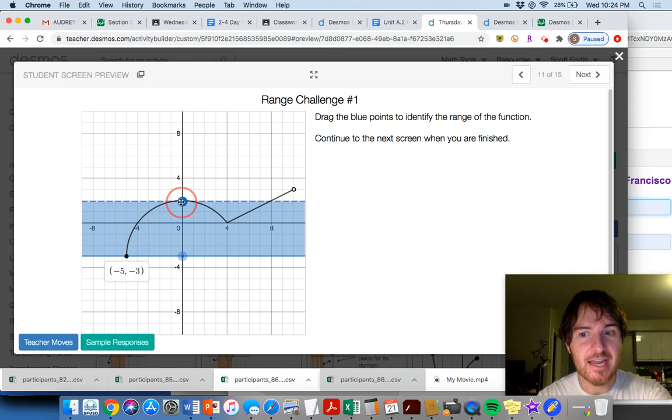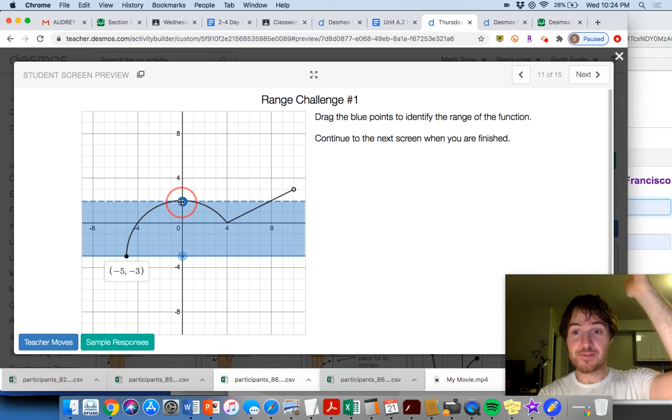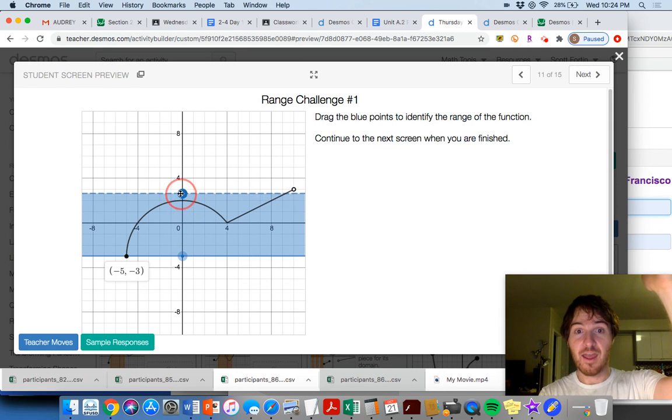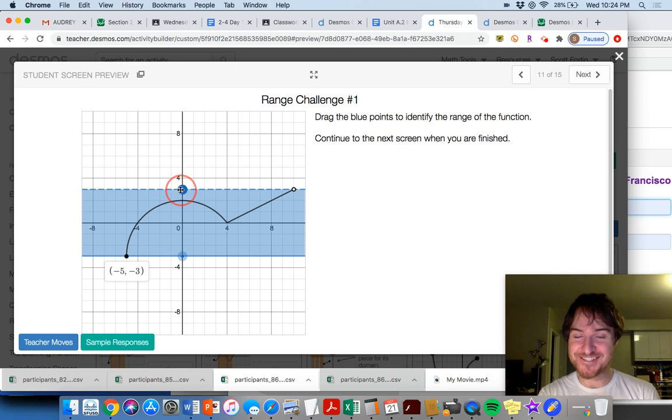Wait, this is a dashed line. So that means my range should go up to a non-inclusive point. So I should have an open dot. And I do up here. Look at that. Yes. Sweet. Rock on. So this is my range, right? I'm going from -3 inclusive. So -3, not -5. -3 is my y value. -3 is less than or equal to y, and y is less than, not less than or equal to, just less than 3. There we go. Let's do it.